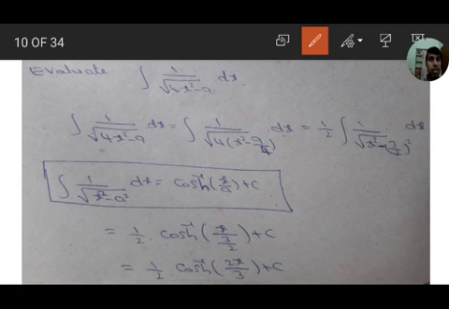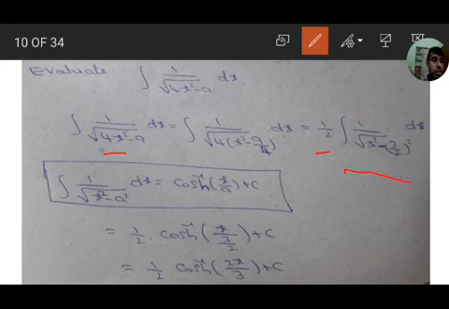Means here to apply the formula in the 9 standard functions, we have x square coefficient is 1. But here we have x square coefficient is 4. So 4 must be taken as common. Then 4 means root 4 means 2. That is 1 by 2 is outside.